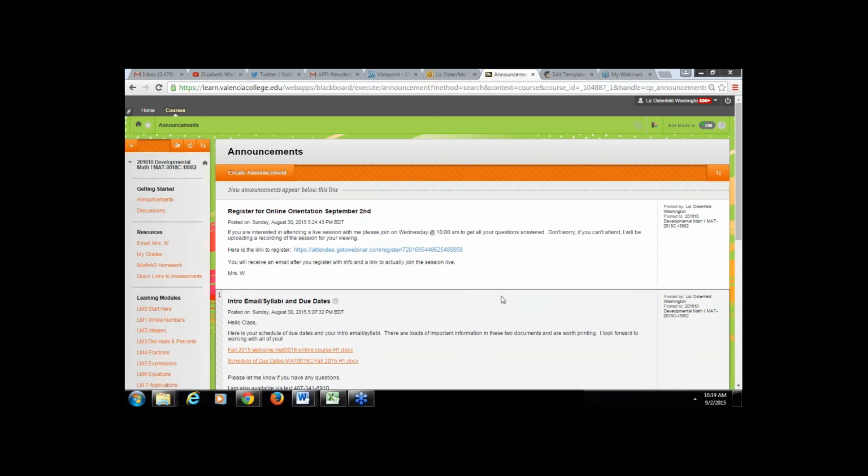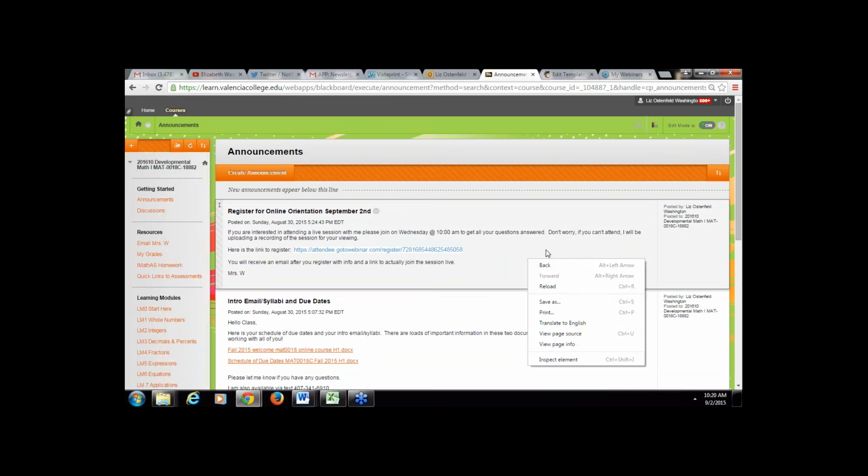Okay, class, this is our orientation session for MAT0018 Developmental Math 1, Fall 2015. This is an 8-week course. It's half of the semester. The day that this class ends, the very next day, I have another online class that starts. So it's really important that we stay on task and get everything done, because your semester is a lot shorter than a traditional 16-week class, which you're probably more used to, or maybe you're not, because this might be your first semester in college.